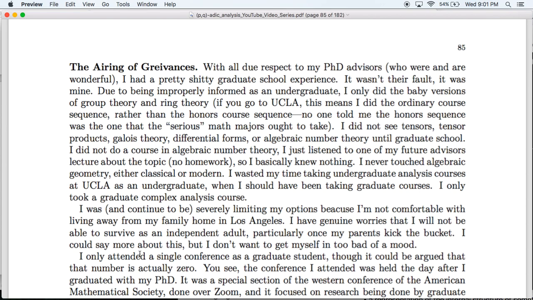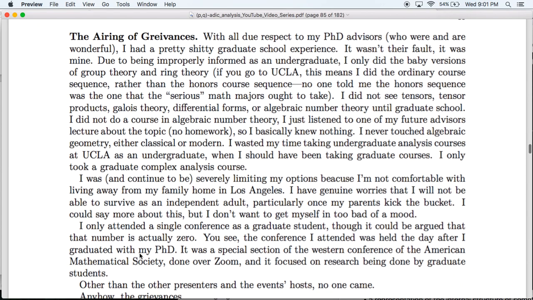I wasted my time taking undergraduate analysis courses at UCLA when I was there. It's when I should have been taking graduate courses. I only took 2 quarters of UCLA's complex analysis graduate course. I was and continue to be severely limiting my own options because I'm not comfortable with living away from my family home in Los Angeles.